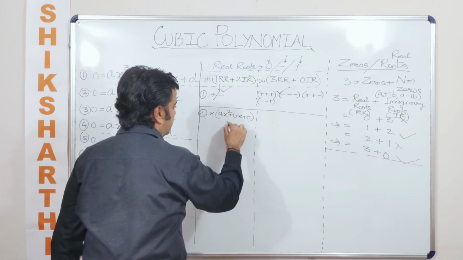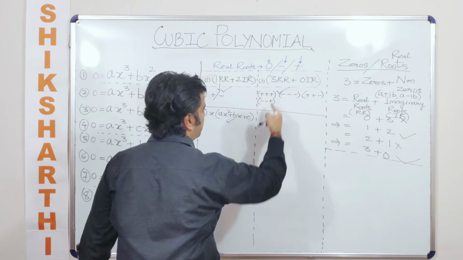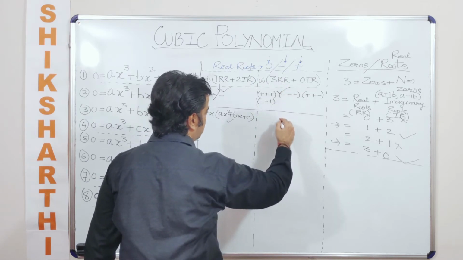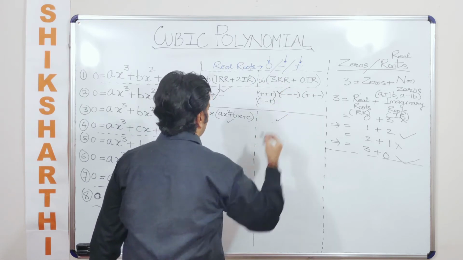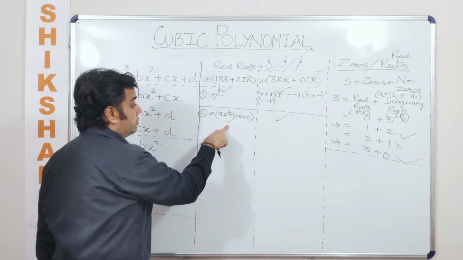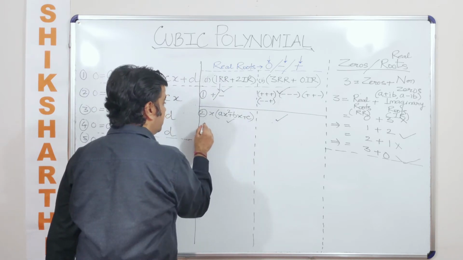Yes, I have a possibility. Do I have a possibility of 3 real roots and 0 imaginary roots? Yes. Now let us see what are the type of roots that you can use here. So 1 root will always be a 0 here.